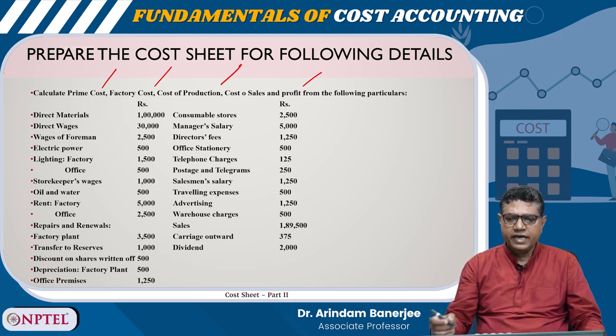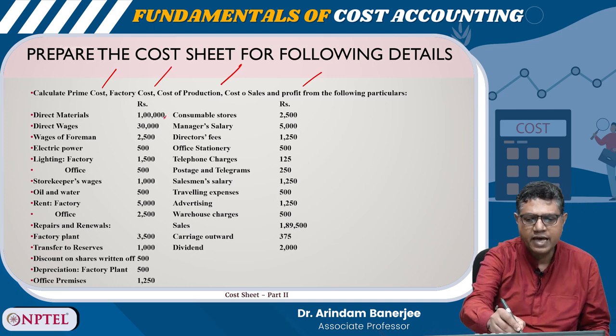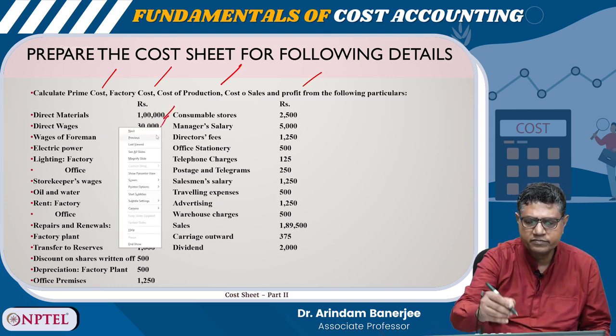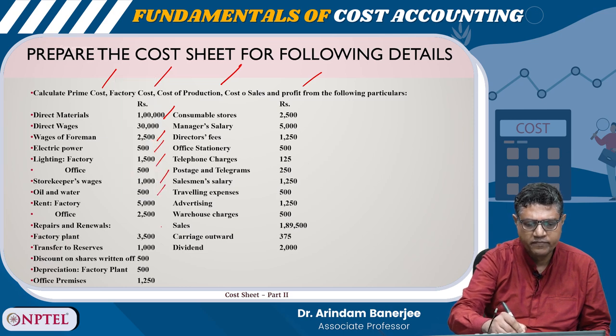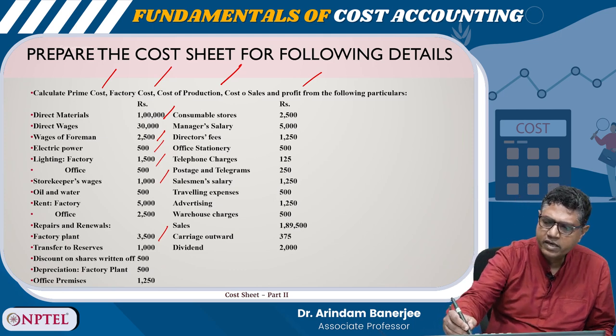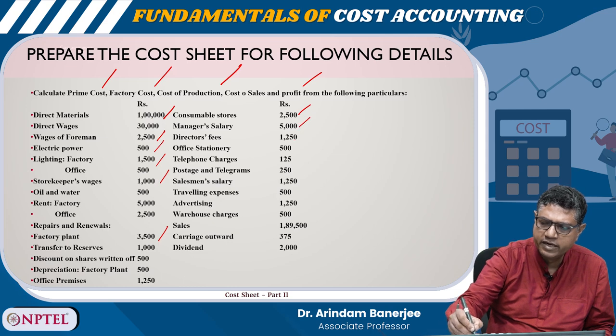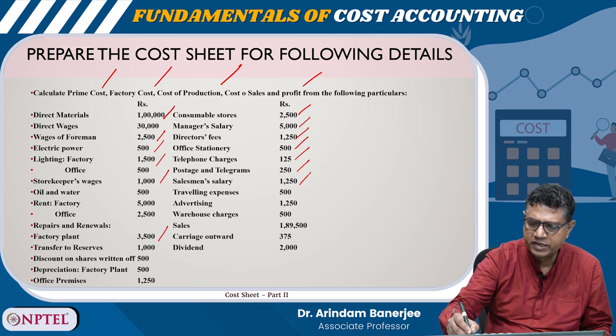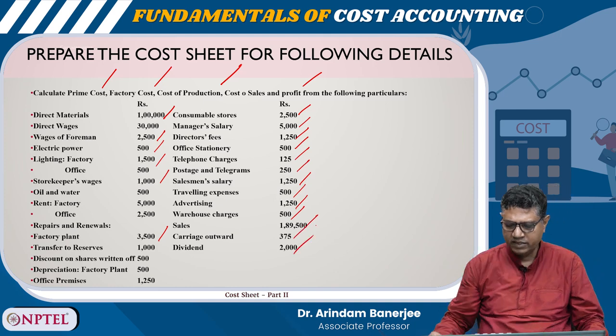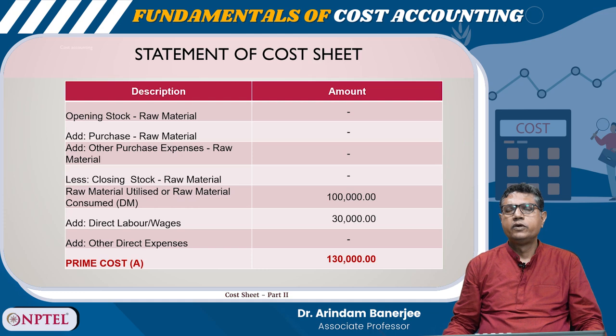So, you see all the cost elements are given here: direct material, direct wages, wages of foreman, electric power, lighting, storekeeper wages, oil and water, rent, repairs and renewal. All the costs are given. Here are also consumable stores, manager's salary, director fees, office stationery, telephone charges, postage, salesman salary, traveling expense, advertising, warehousing, sales, carriage outward and dividend. So, the figures are placed here.